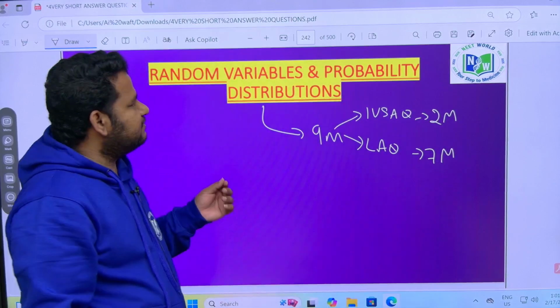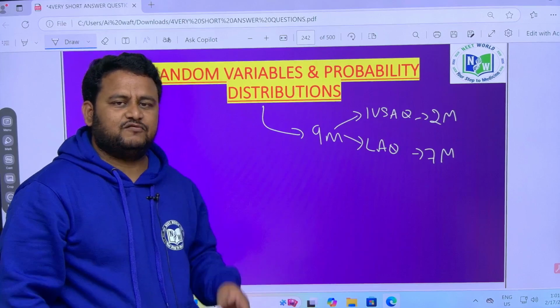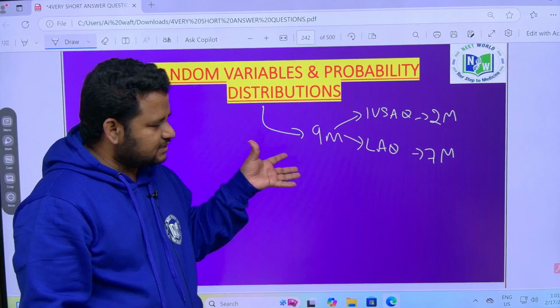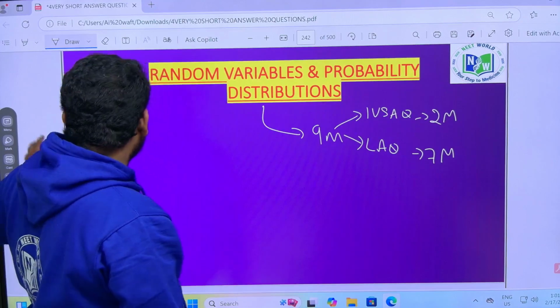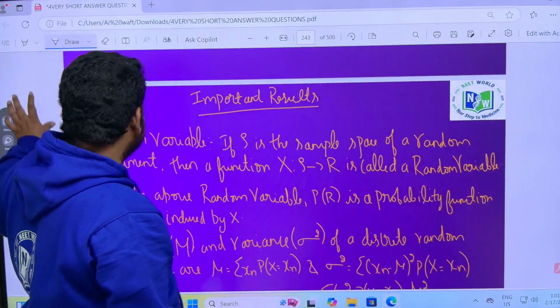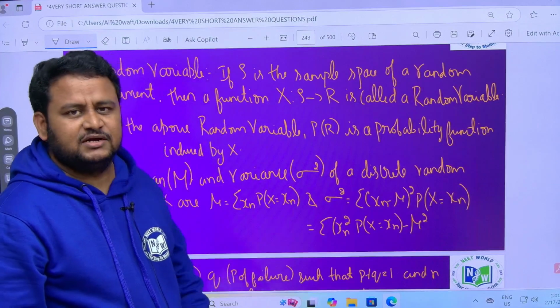Random variables and probability distribution is a continuation of the chapter on measures of dispersion. We can club this chapter and that chapter together and call it statistics. Let us see some important results and directly solve the questions. By solving the questions only, you will understand various concepts.